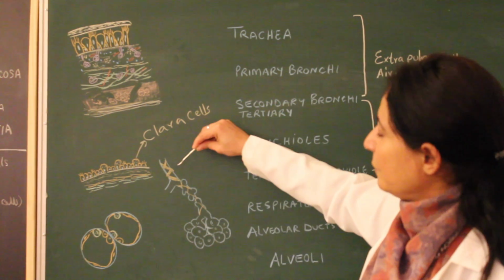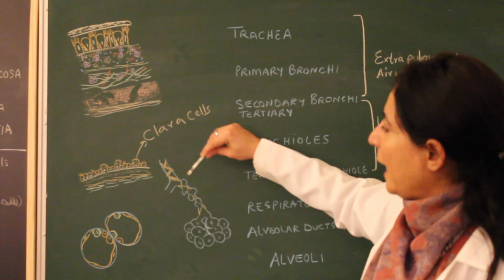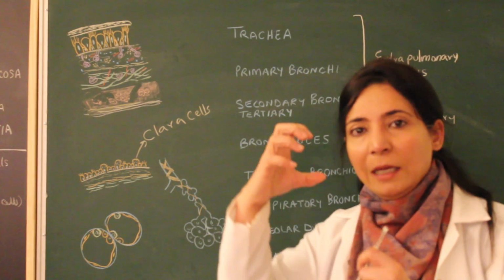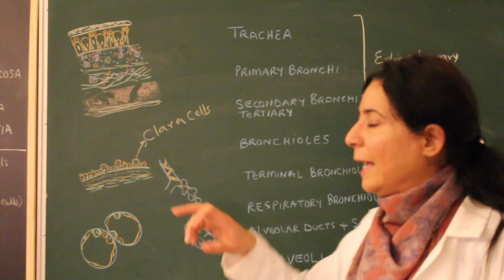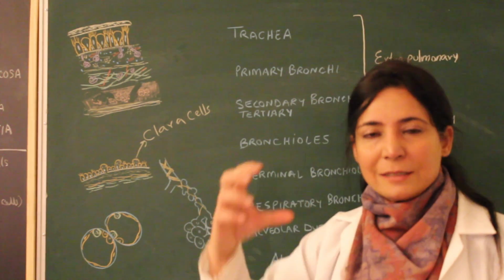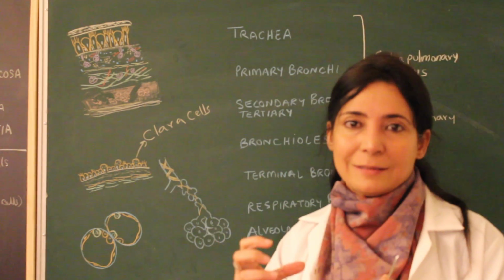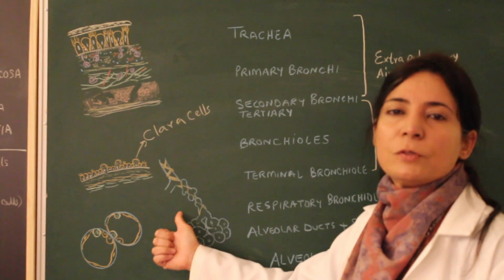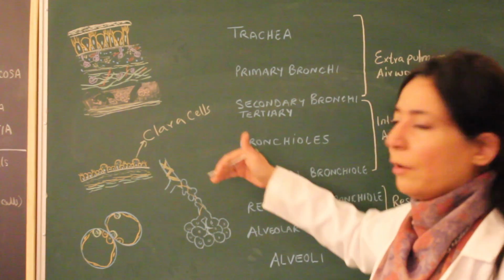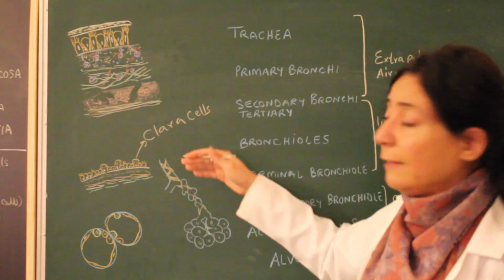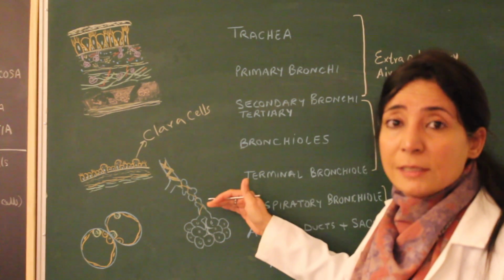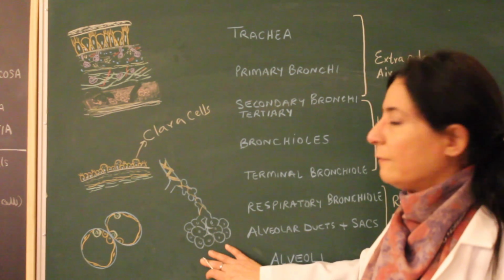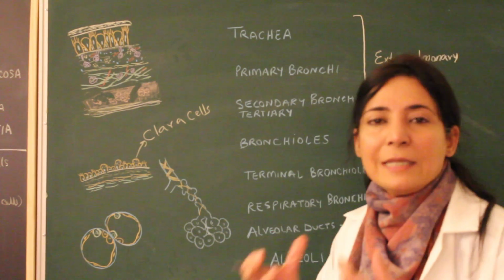The only difference between the terminal bronchiole and the respiratory bronchiole would be the bulging out of the walls of the respiratory bronchiole as blind sacs. The appearance of alveolar sacs will indicate the change of terminal bronchiole into respiratory bronchiole. Then there are certain stages: the alveolar duct, then alveolar sacs, and ultimately the alveoli. Here are the alveoli. The bunch of grapes is known as alveoli.